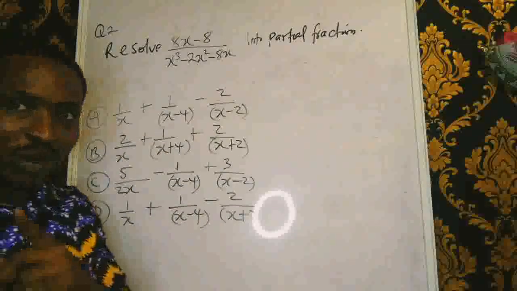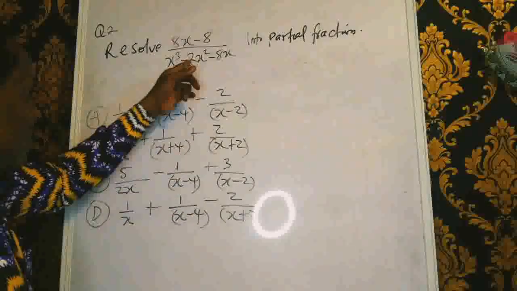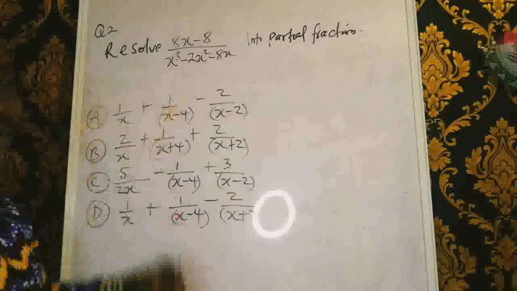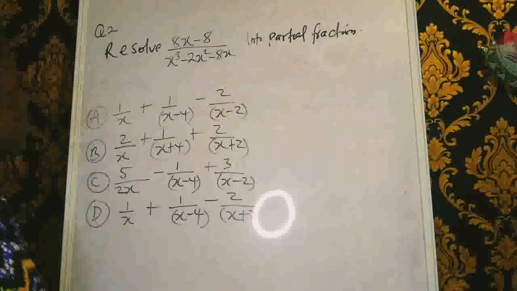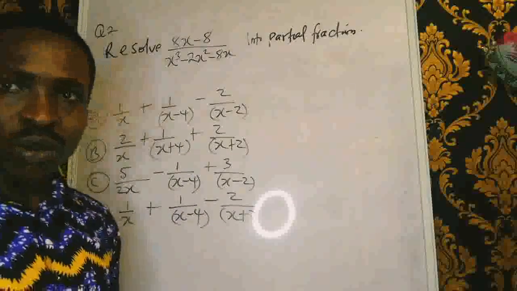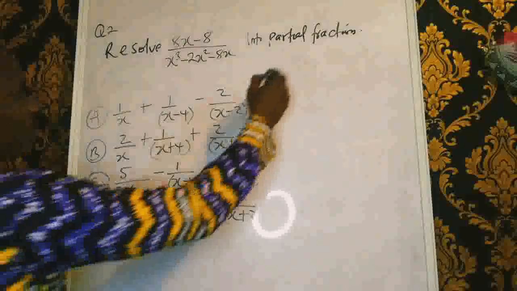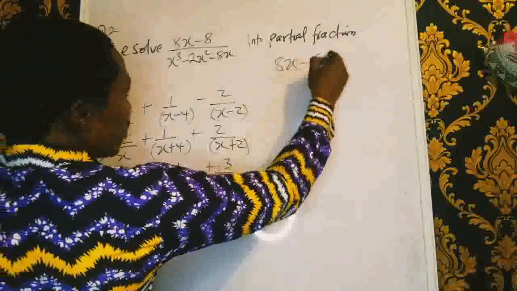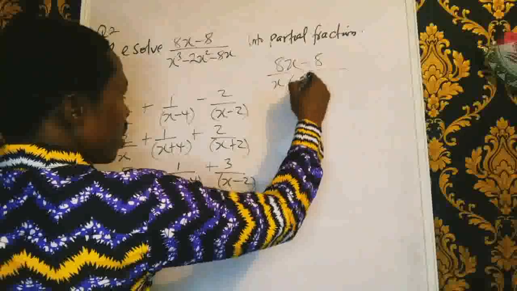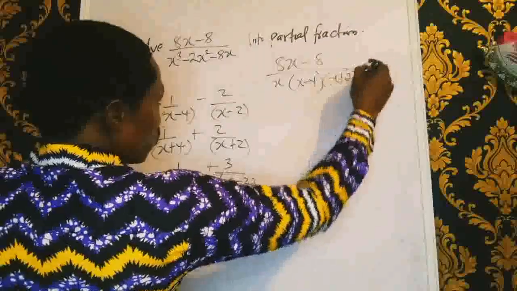If you actually followed my part 1 and part 2 of this video, you understand that this has not been factorized. So you have to factorize this. Now, if you factorize this, following your long division factorization and the rest of them, we are going to get this to be 8x minus 8 all over x into x minus 4, then x plus 2.